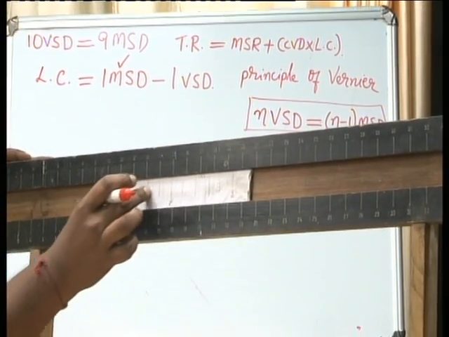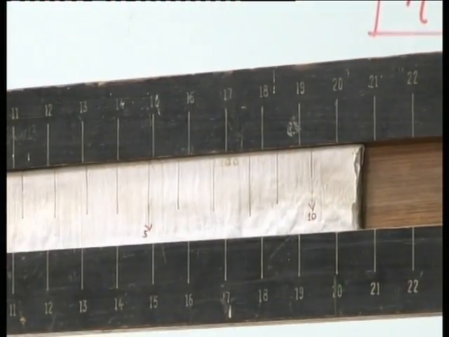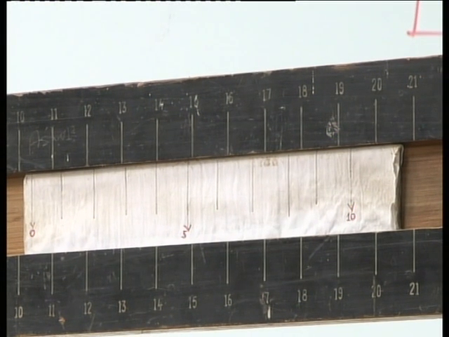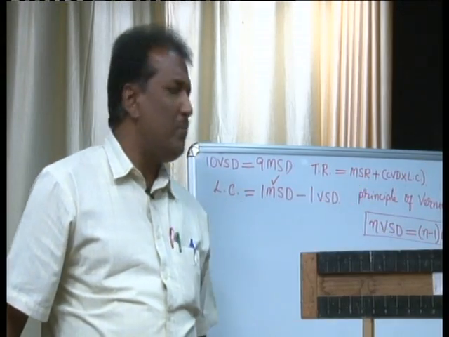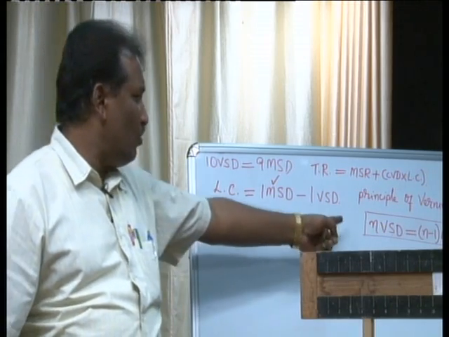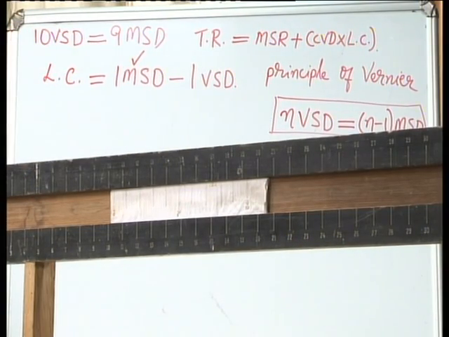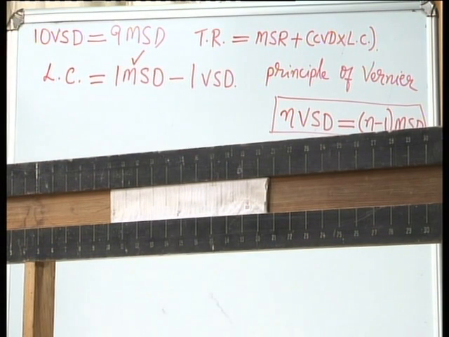So, these 10 vernier scale divisions should match with the 9 main scale divisions. So, 10 VSD should match with 9 MSD. If there are 20 vernier scale divisions, 20 VSD is equal to 20 minus 1, that is 19 MSD. In general, the principle of vernier is N VSD is equal to N minus 1 MSD.